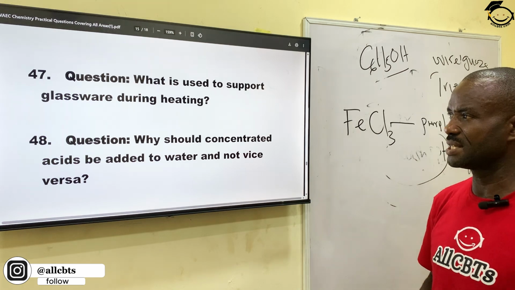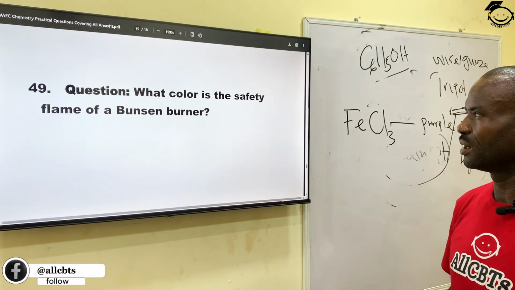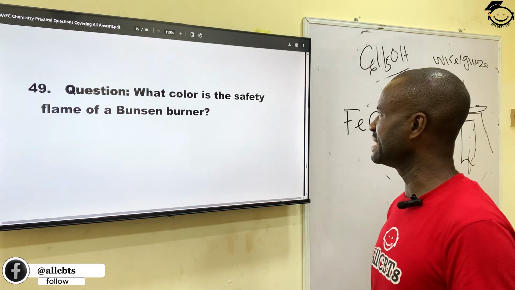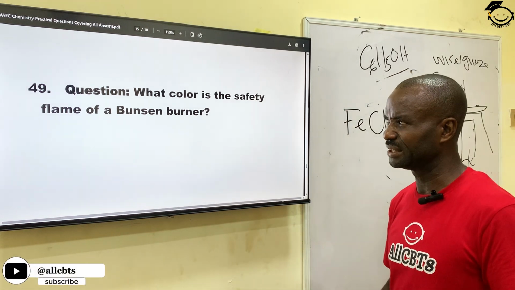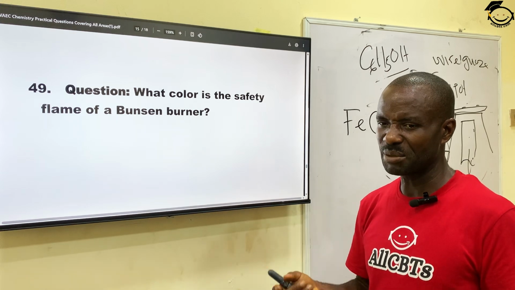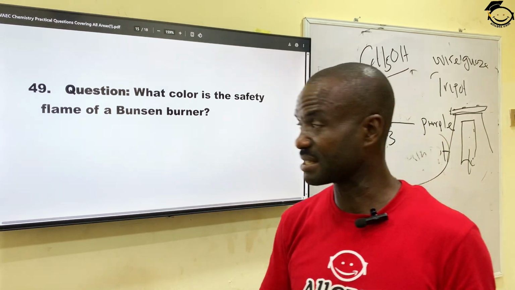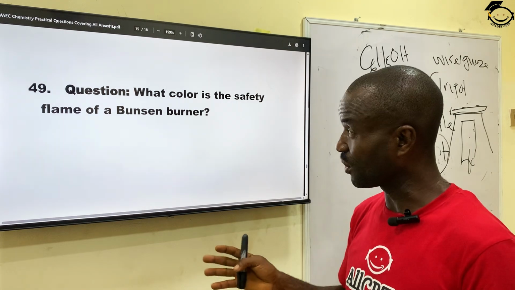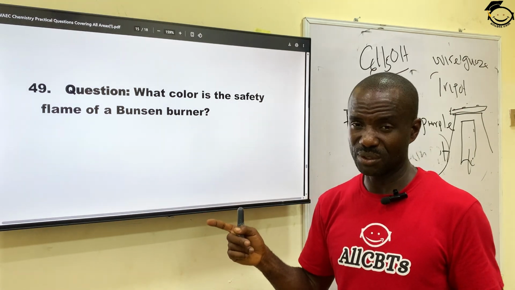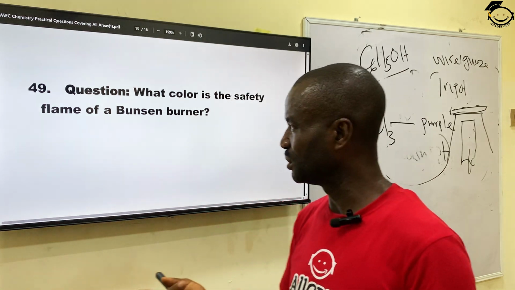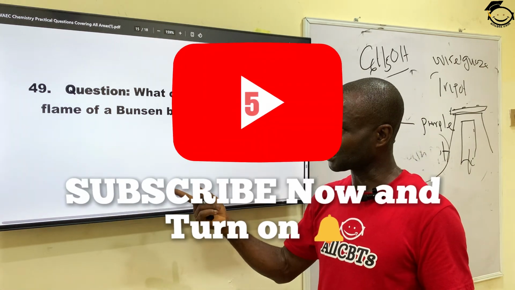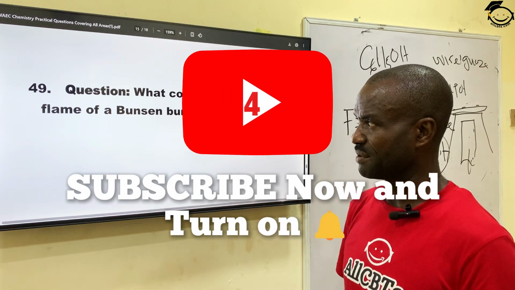Question 49. What color is the safest flame of a Bunsen burner? In a Bunsen burner, if you want to get the safest flame, the color is always yellow. Yellow is always a luminous color in the laboratory. When you get a luminous color, which is yellow, it's much safer.